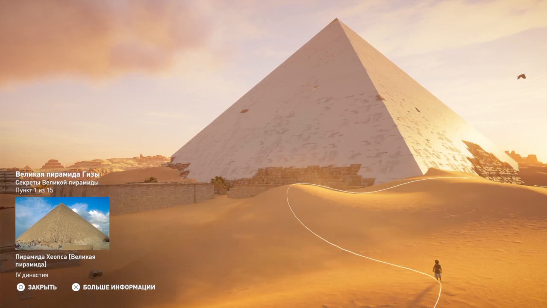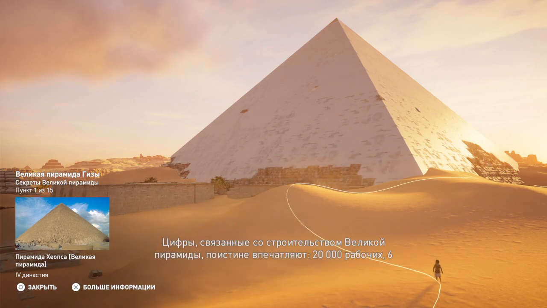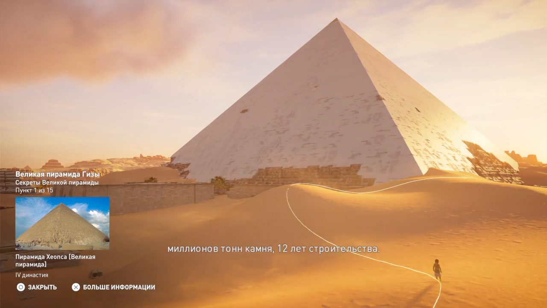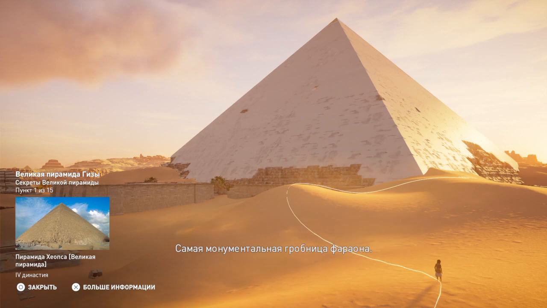The numbers associated to the Great Pyramid of Giza are impressive. A workforce of over 20,000 people, 6 million tons of stone, and 20 years of construction. It was a massive undertaking for a pharaoh's tomb.